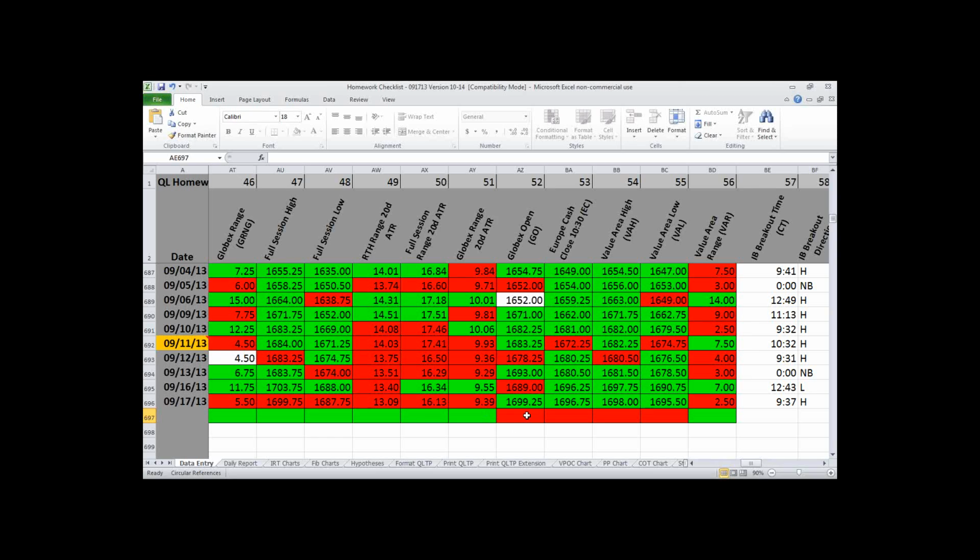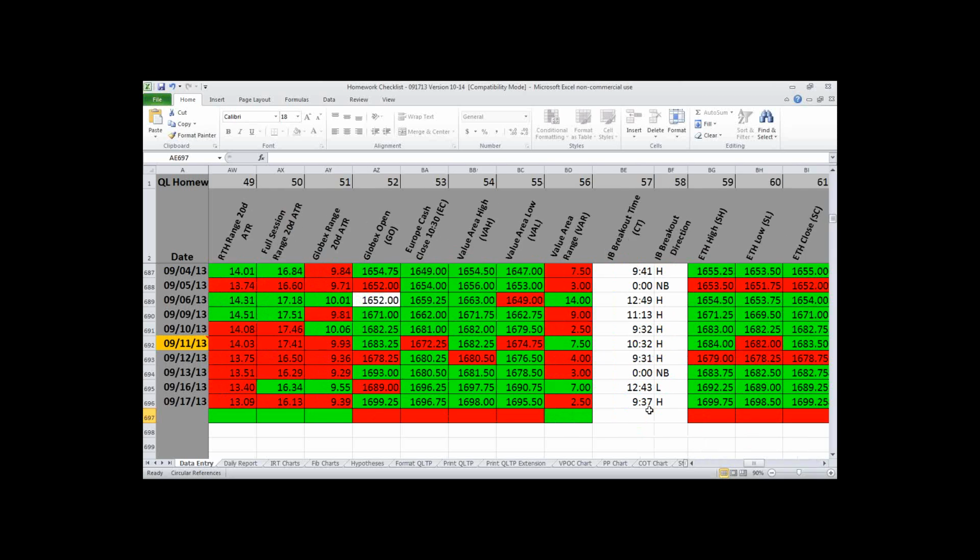Our Globex open last night was 1699 1/4. Our European cash close yesterday, which is the 10:30 number, was trending higher again at 1696.75, and our value areas were higher at 1698 for the high and 1695.50 for the low, for a 2 1/4 point value area, which was very, very tight. We had an IB make and break yesterday.